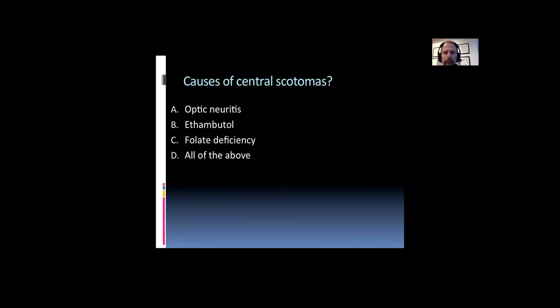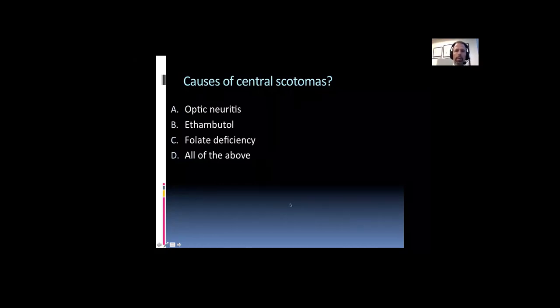Optic neuritis would be A. B, ethambutol toxicity. C, folate deficiency. D, all of the above. So I'm going to give you a moment or two to consider this, and then we'll end the poll and show you the results. I'm going to give you about 5 more seconds. 5, 4, 3, 2, 1.